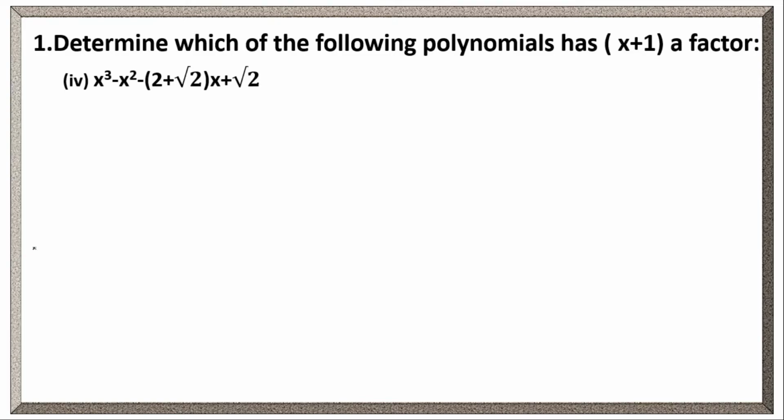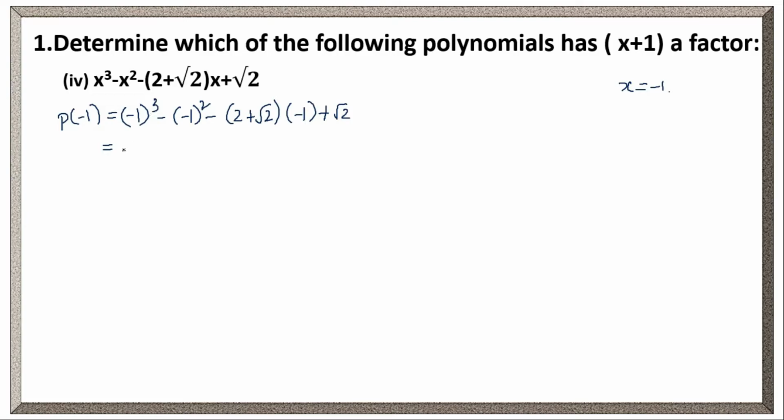Here in the fourth polynomial, it is given as x cube minus x square minus (2 plus root 2) x plus root 2. Clear? Here the x value 0 of x plus 1 is -1. So P of -1 equals (-1) whole cube minus (-1) whole square minus (2 plus root 2) into -1 plus root 2. Clear? Wherever x is there, we need to substitute -1.